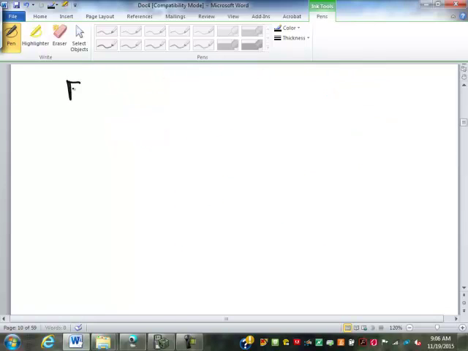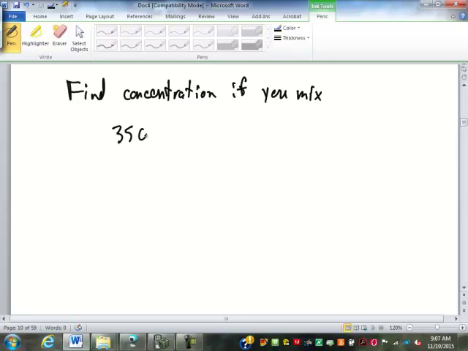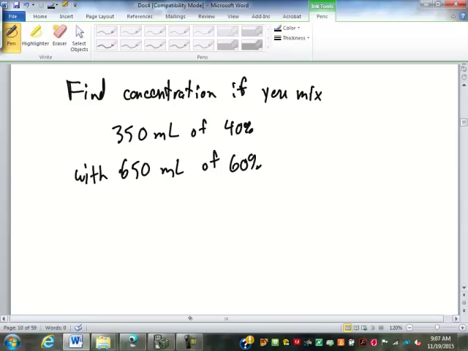Any notes? Find the concentration if you mix 350 milliliters of 40% with 650 milliliters of 60%. Try that in your notes quick.